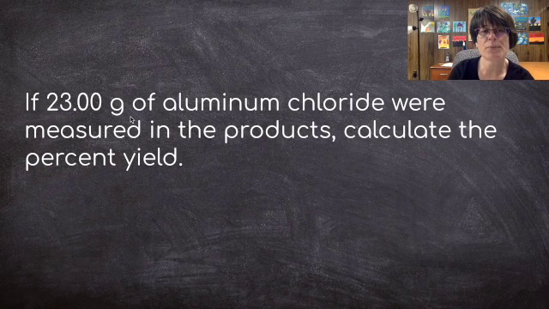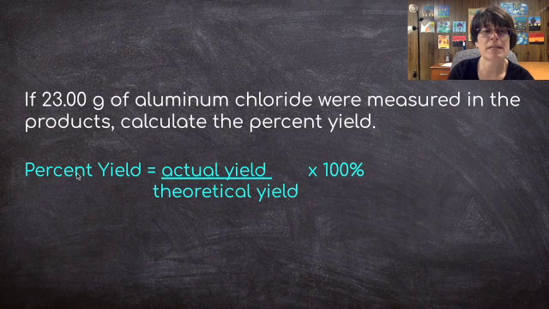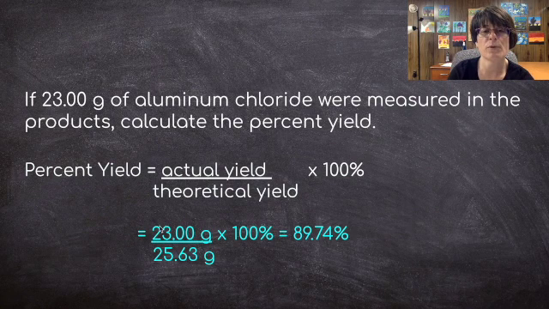Now, if 23 grams of aluminum chloride were measured in the products, calculate the percent yield. So this is the actual that we found. We just calculated the theoretical. So we take the actual, divide it by the theoretical, multiply by 100. So we take that 23.00 that they said we actually got, divide it by the theoretical of 25.63 grams, multiply by 100 and get 89.74%. So actually, this is a pretty good yield. This is a good reaction. This will be well worth it economically for the company.